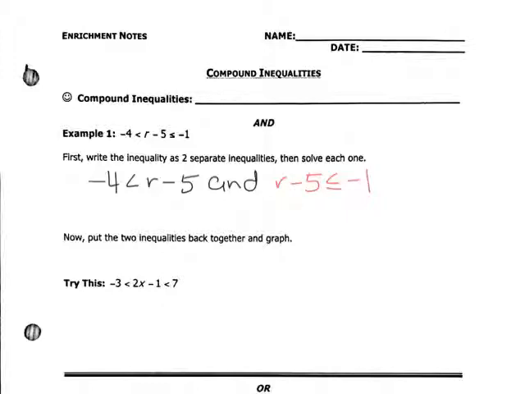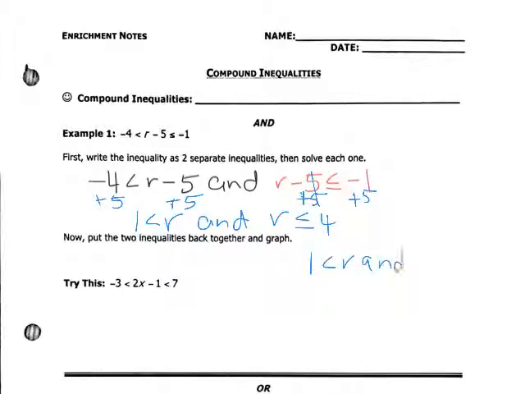We solve those just like we solve simple inequalities. I would do an opposite operation and add 5 to both sides, and I get 1 is less than r. On this side, add 5 to both sides, and I get r is less than or equal to 4. Now you can put them back together, but you don't really have to. So we have 1 is less than r, and r is less than or equal to 4.